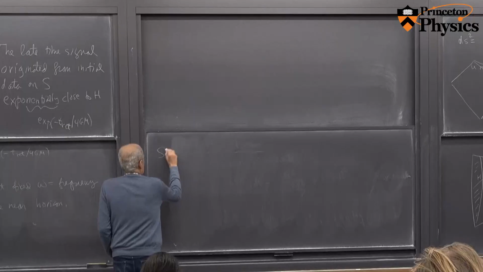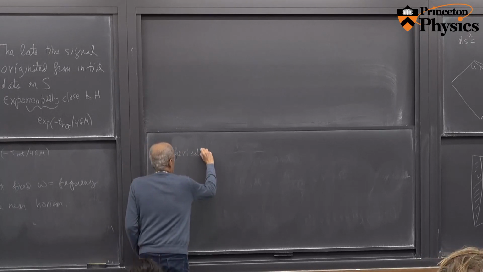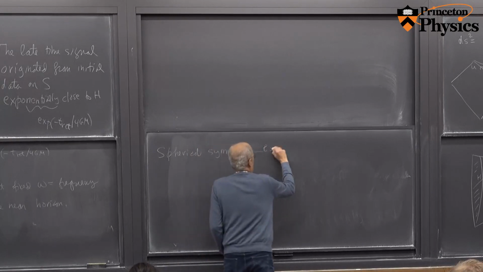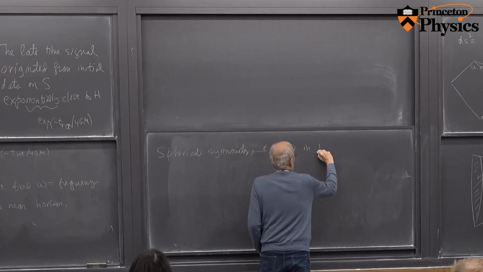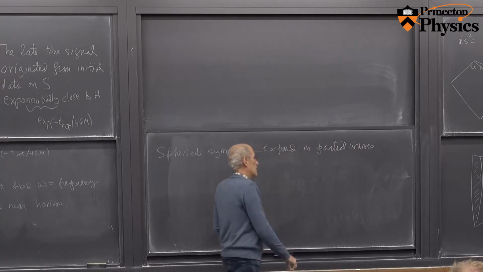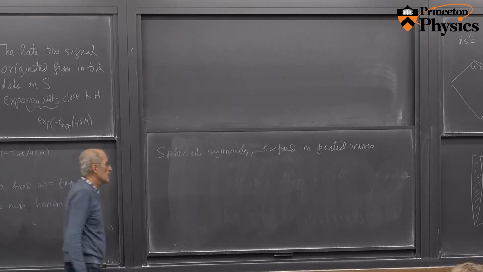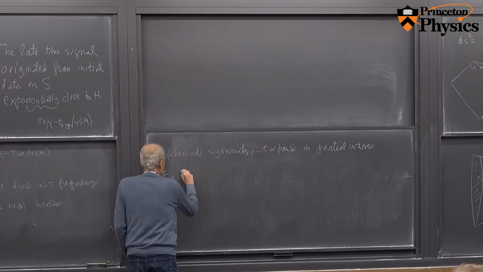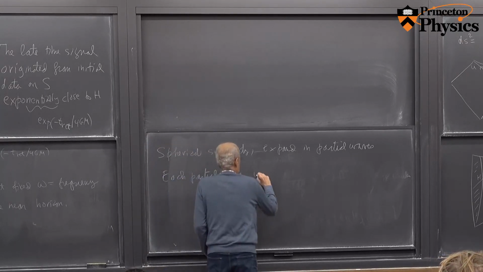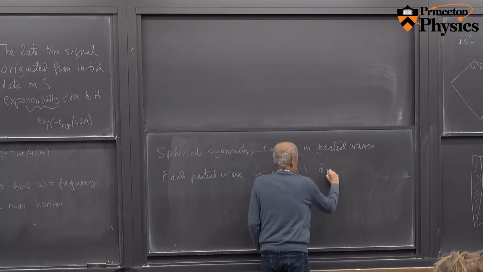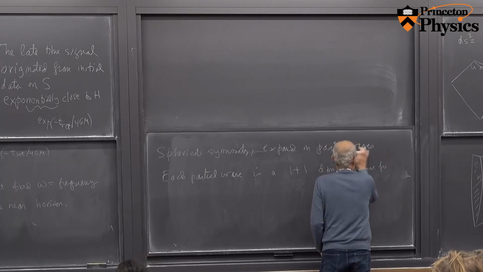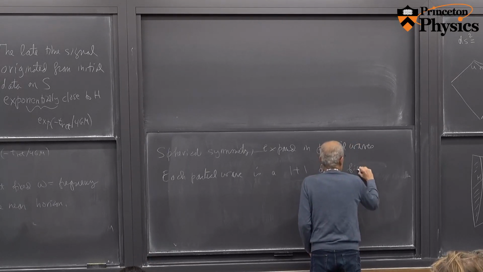So if we have a Schwarzschild black hole, we have spherical symmetry, and we can expand in partial waves. And we actually will do that more carefully in a little while, but a simple statement we can make is that each partial wave is described by a 1 plus 1 dimensional effective field theory. Let me just call it a 1 plus 1 dimensional field theory.